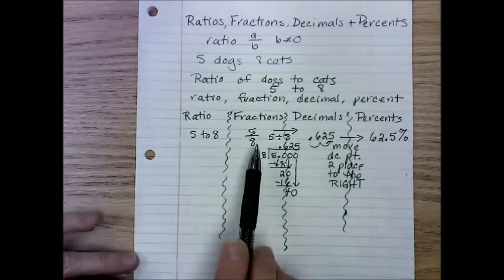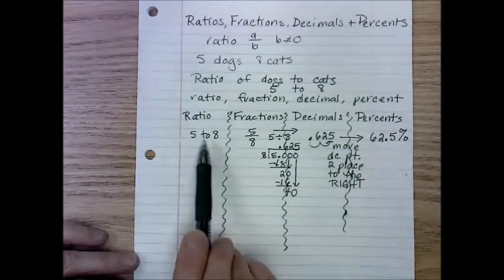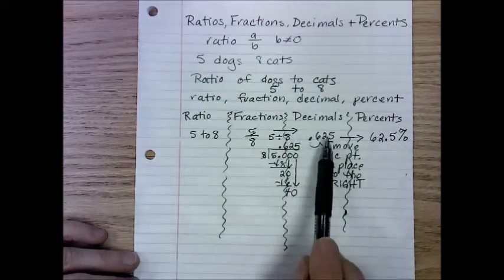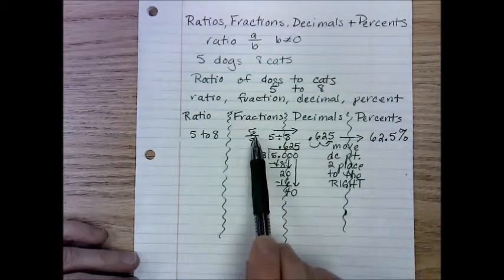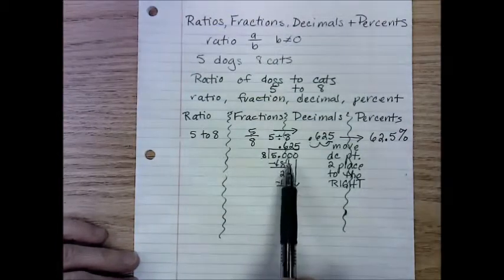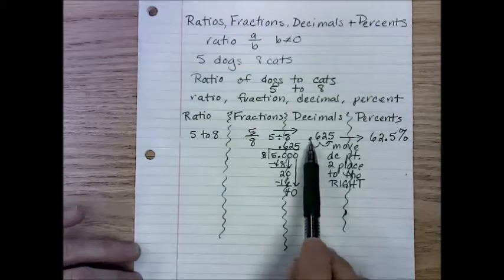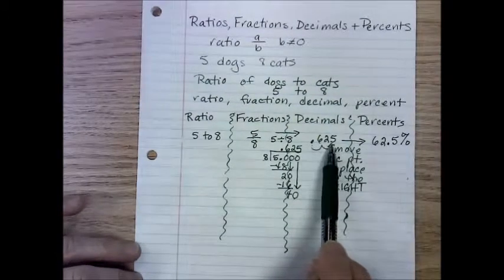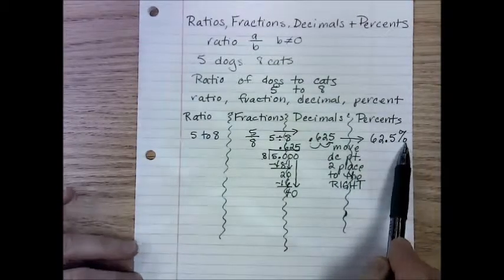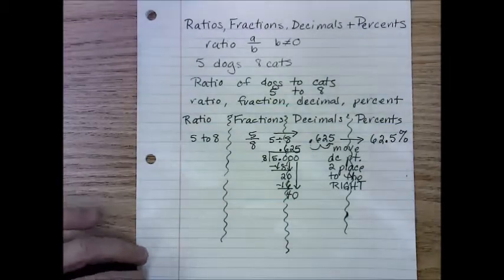Just remember, for a ratio as a fraction, the first number is the numerator, second number is the denominator. To change a fraction to a decimal, it's the numerator divided by the denominator. To change your decimal to a percent, you take the decimal point and you move it 2 places to the right, and you have to make sure you have your percent symbol after the number.